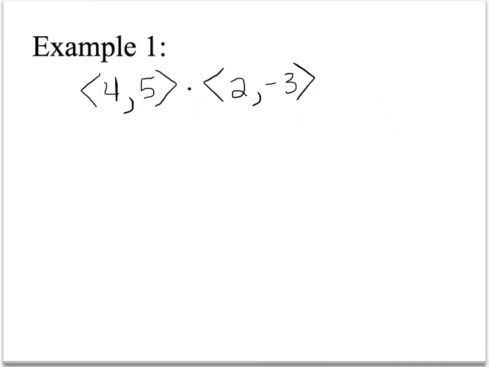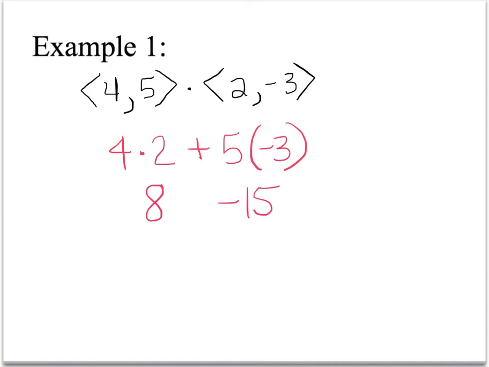Okay, for example, let's say we've got the vectors 4, 5 and 2, negative 3, and we want to find the dot product. So we're going to take the horizontal components, 4 and 2, and multiply. Then we're going to take the vertical components, 5 and negative 3, and multiply those, and then we'll add. So 4 times 2 is 8, 5 times negative 3 is negative 15, and when I add 8 and negative 15, I end up with negative 7. So the dot product is just a single number answer.